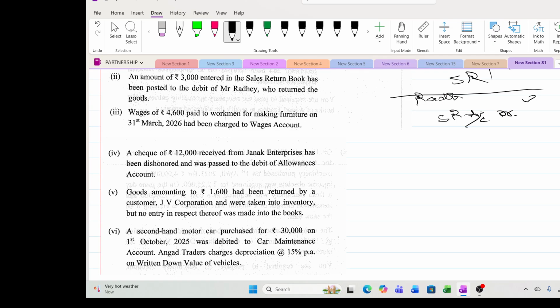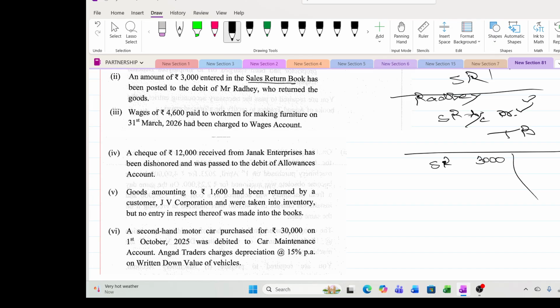Radhe has to get credited. Okay. So now what happened here? Of course, it is written in the sales return book. So this sales return has gone to the debit side of the trial balance. So in the trial balance, sales return appeared properly for 3000 rupees. And this Radhe should go to the credit side.